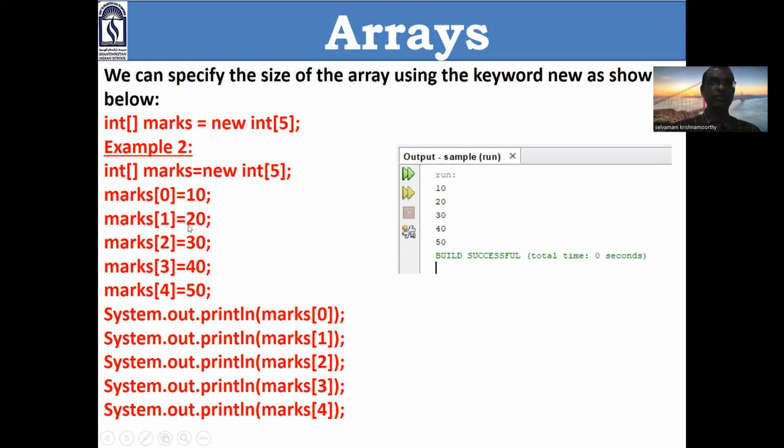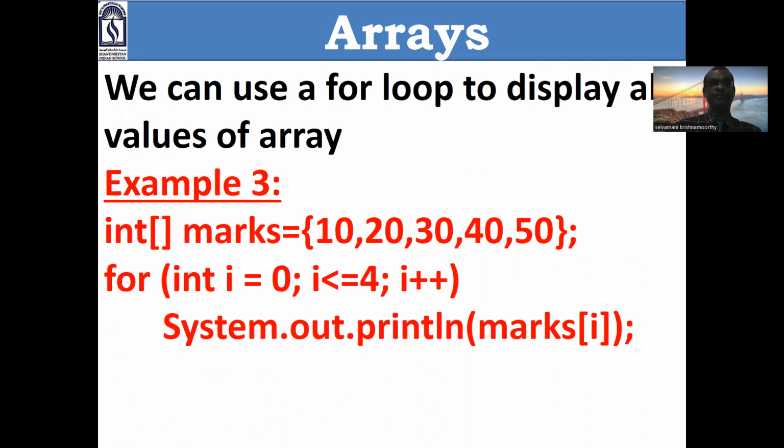System.out.println, marks of 1. It refers to 20. Am I right? We are declaring one array which can store 5 elements. All elements come under int. After that, we are assigning values. This is one. Next, we will see we can use a for loop to display all values of the array.